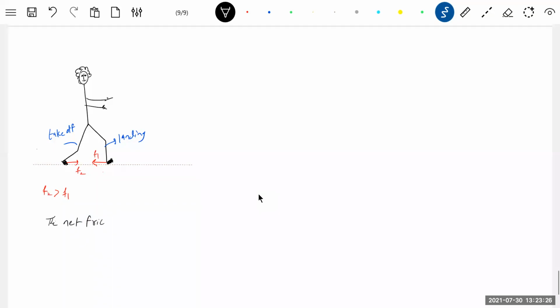The net friction will be in the direction of motion.